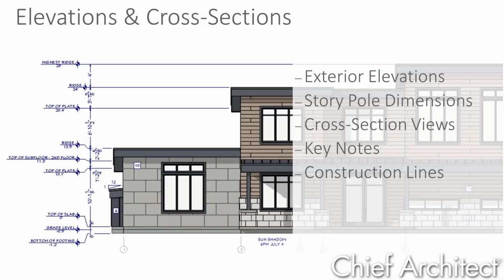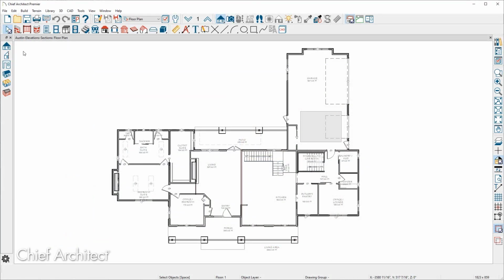For this elevations and cross-sections session, I'll cover exterior elevations, story pole dimensions, cross-section views, keynotes, and construction lines. Let's begin by looking at the different types of section cameras the program offers.